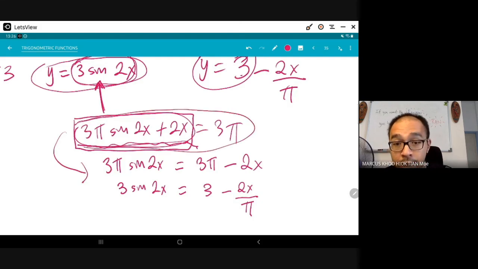Ini diberi oleh soalan kan? This is given in the question. We have to convert it so that it looks in the shape that is easy for us to understand. It's the shape that we've been talking about since the beginning.